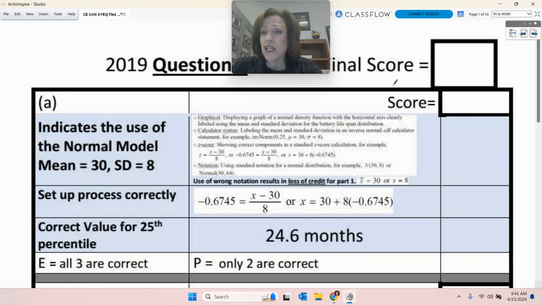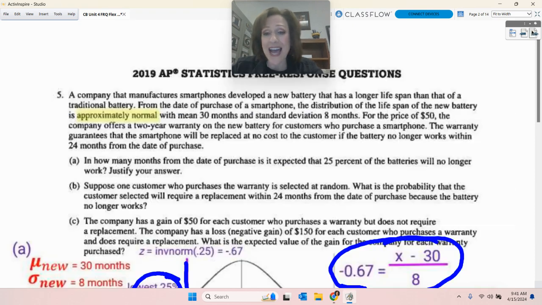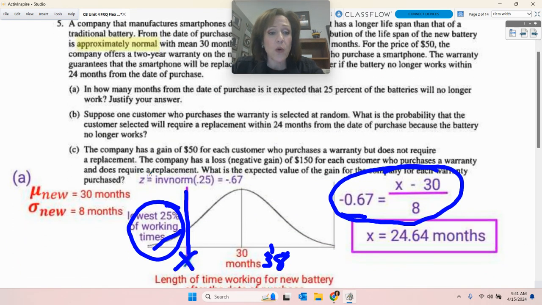Now, credit-wise, you had to indicate the use of the normal model with a mean of 30 and a standard deviation of 8. The ways you could do that is graphically. You also could do that with the z-score if you showed the z-score formula filled out with the actual z put in there. So I said z equals this number, and then I put that number over here. So I am indicating z, and that implies the normal model. If you don't have z written anywhere, then you're going to lose credit for not indicating the normal model. That's why a picture is the best way to cover your bases.